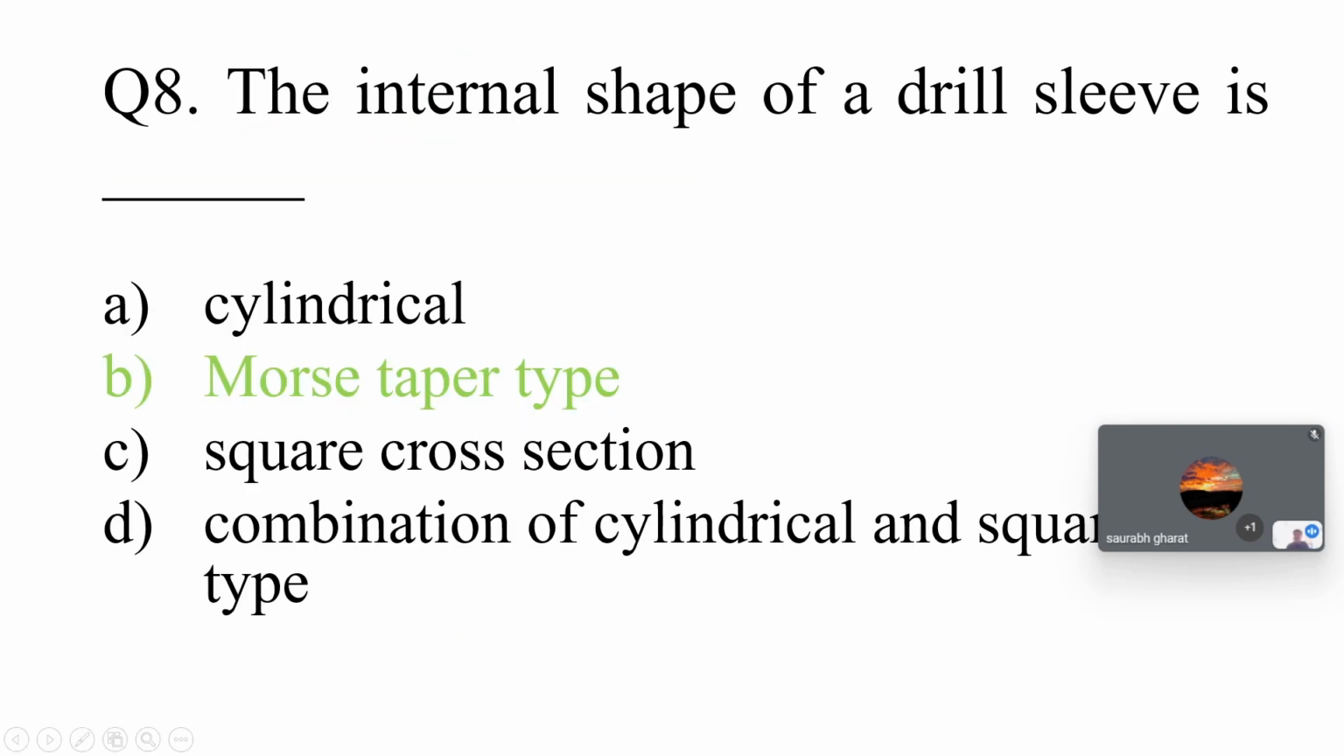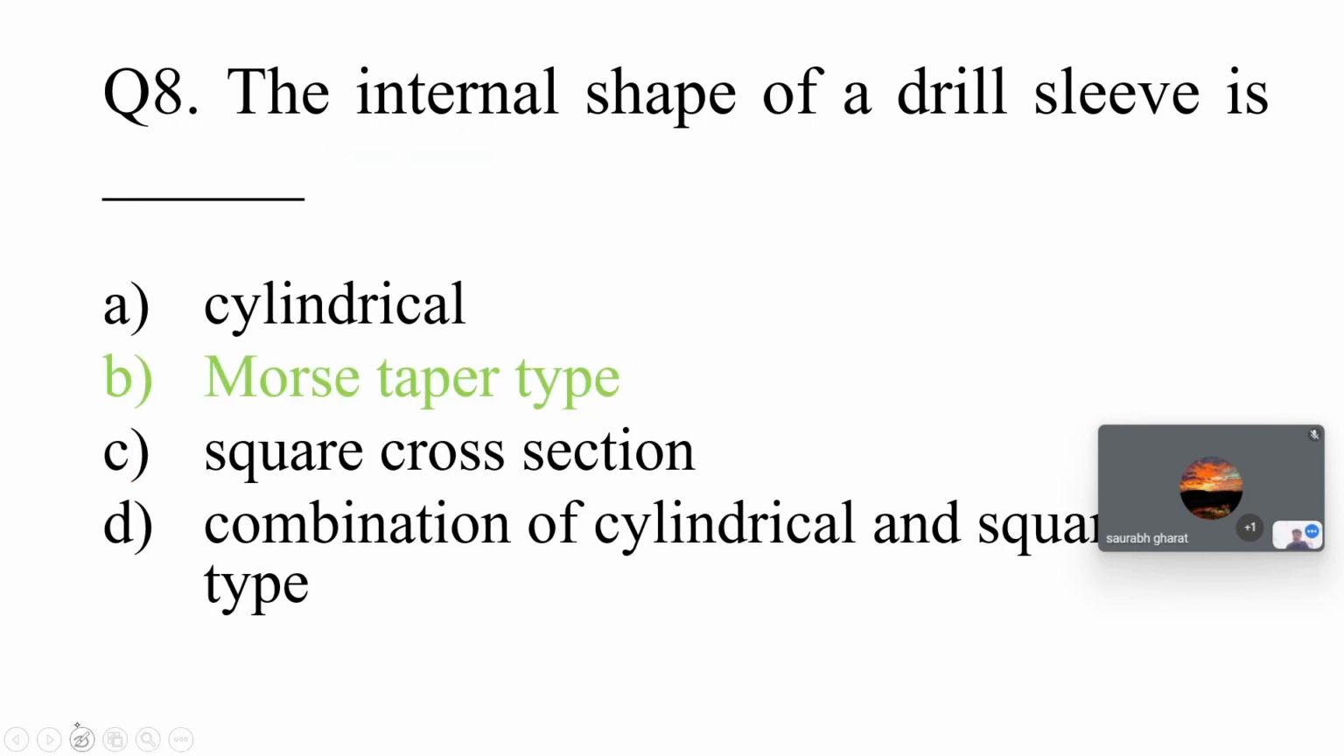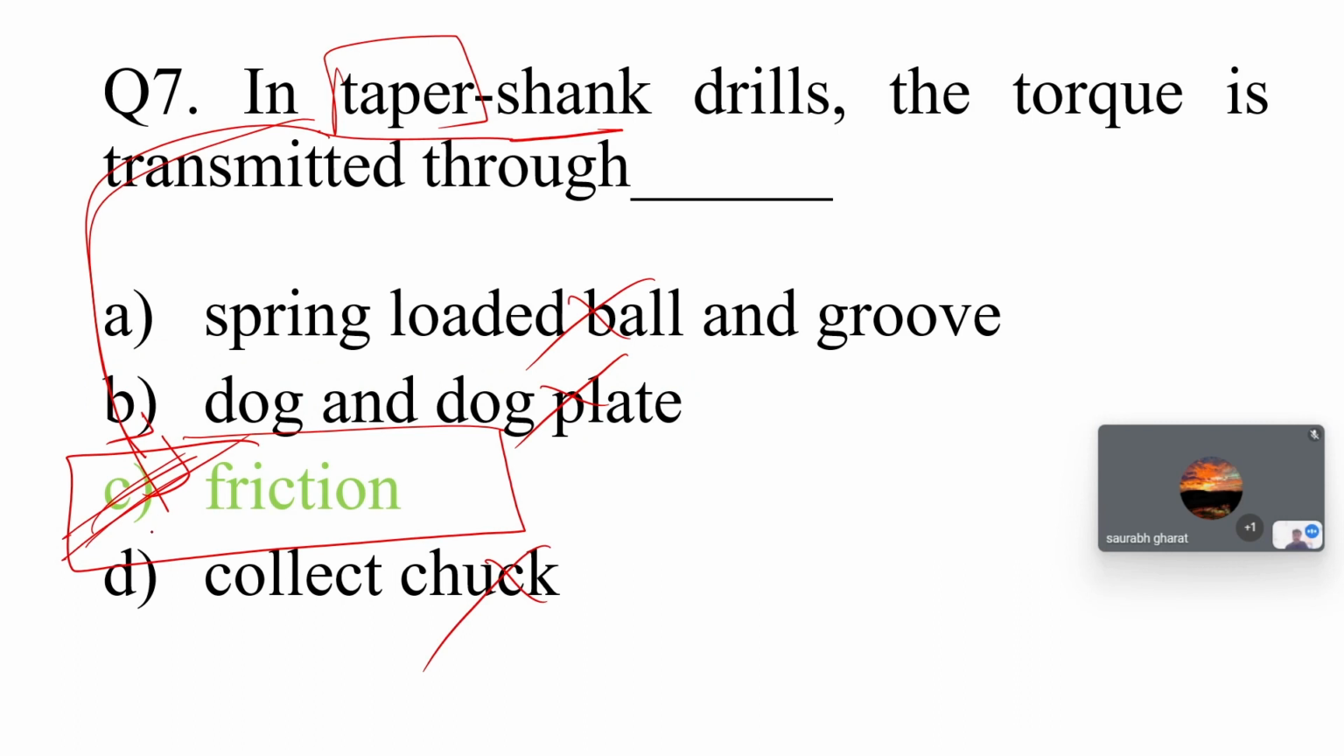So this taper part is used for creating the friction. Okay, so the internal shape of the drill sleeve is... I told you already. You can see here the taper shank drills. Okay, so these taper shanks are actually using friction to transmit the torque. But how are they transmitting torque? Their internal sleeves have a Morse taper. Okay, I told you in this part. Okay, this answer, Morse taper. Okay, this taper part, tapered shank drills.